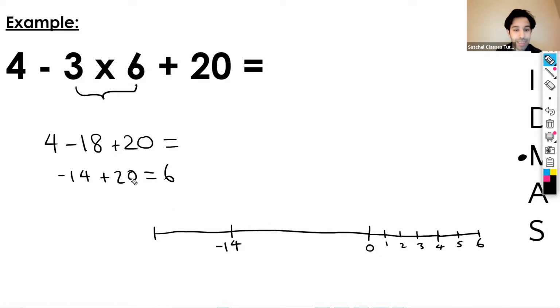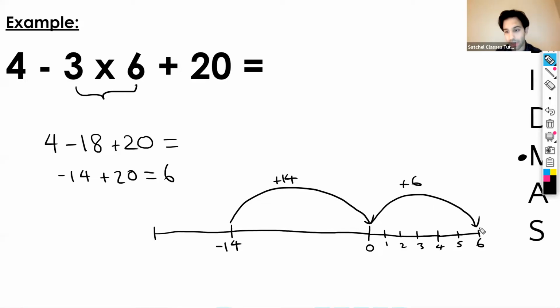And if we add 20 to minus 14, we can break it up. If we add 14, we get to 0. Now we have another 6 left. So from 0, plus another 6 gets us up to 6. And 14 plus 6 is 20. So we've added 20 overall to minus 14 to get us up to 6, but we've just done it in 2 different steps. So minus 14 plus 20 is equal to 6, or we can rewrite this as 20 minus 14 equals 6.